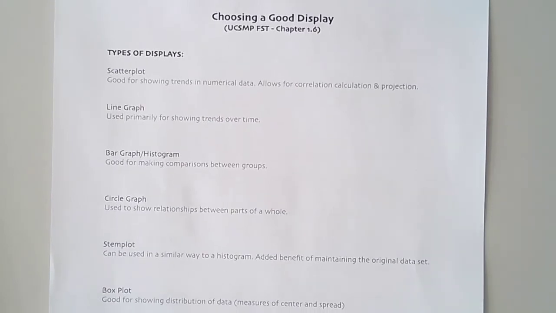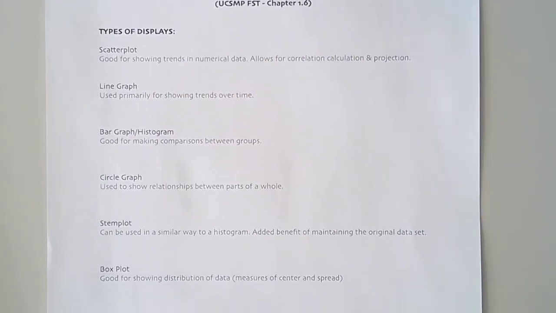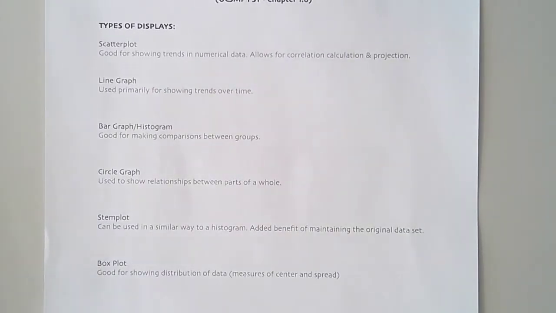Now technically the topic for lesson 1.6 is choosing a good display. And so really a main focus in this section is just comparing the different types of data displays. When is one beneficial over another, that kind of thing. We've sort of talked about that as we've learned about the different types of data displays. A lot of it is kind of instinctual.